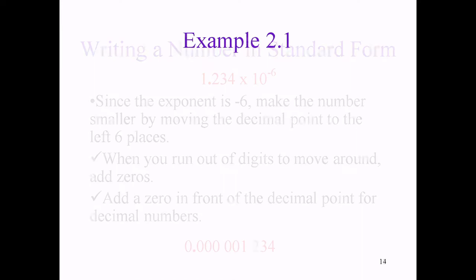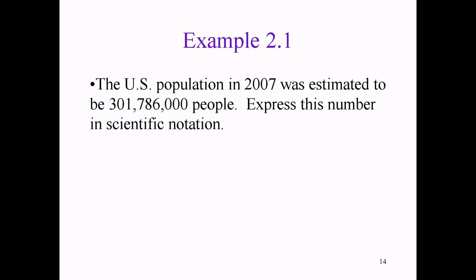So let's take a look at an example here. The U.S. population in 2007 was estimated to be 301,786,000 people. Express this number in scientific notation. I'll give you guys a little bit of a second to work that out.